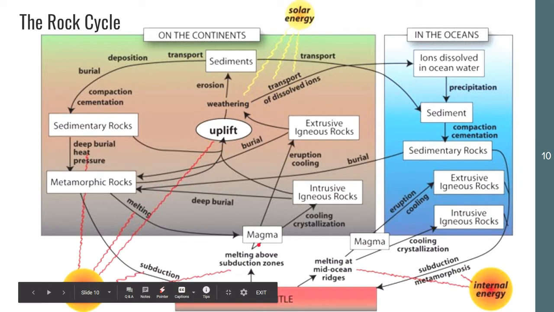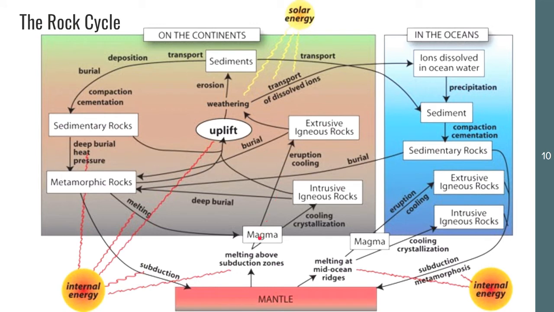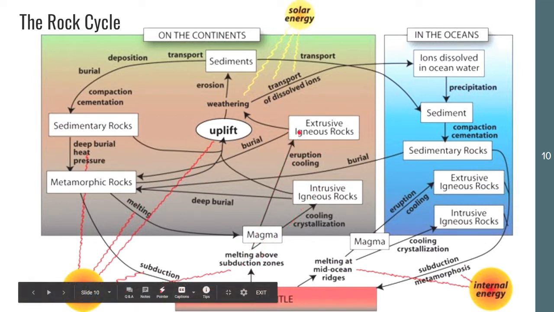If that magma happens to cool, eventually, as it is pushed upward, it becomes cooler. If it cools within the Earth's surface, it becomes intrusive igneous rock. But if it cools after a volcanic eruption, above the Earth's surface, it becomes what we call extrusive igneous rock. So that's one pathway of magma from the mantle.